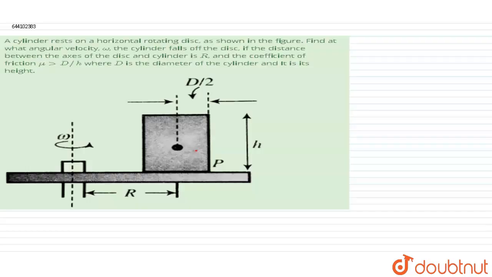Hello students, the question says a cylinder rests on a horizontal rotating disc as shown in the figure. Find at what angular velocity omega the cylinder falls off the disc. If the distance between the axis of the disc and cylinder is r, the coefficient of friction, that is mu, is greater than d by h, where d is the diameter of the cylinder and h is its height. Okay, so basically we have to find the angular velocity omega when the cylinder falls off the disc.